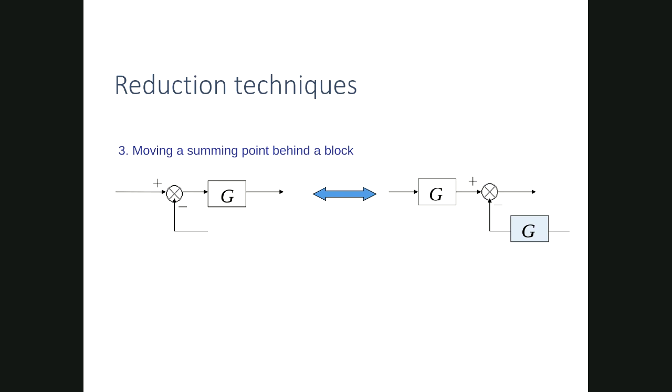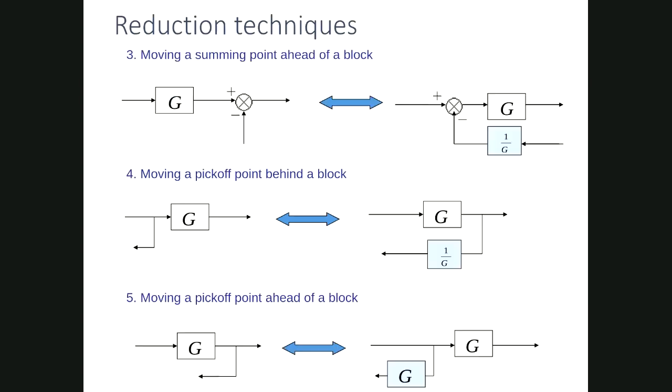Okay, good. So we have a number of these reduction techniques, and we'll look at them one by one. Some of them, naturally, when you see them and think about them, you will understand them. Some of them may take time and things like that. Now, we want to move this summing joint ahead of the block G. So look at this signal very well. This signal is going into this joint, and then it will go into G.